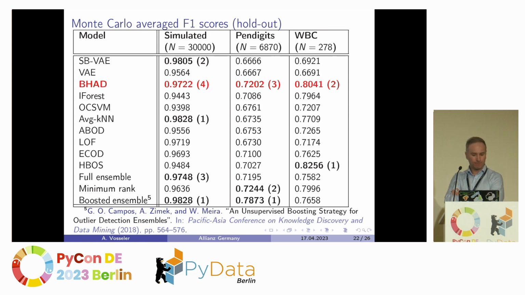And here in red, you can see that the BHAD does a quite favorable job, I would say. So for the simulated data, it's among the top 4, and for the other one, it's among the top 3. So again, while having really local explainability.